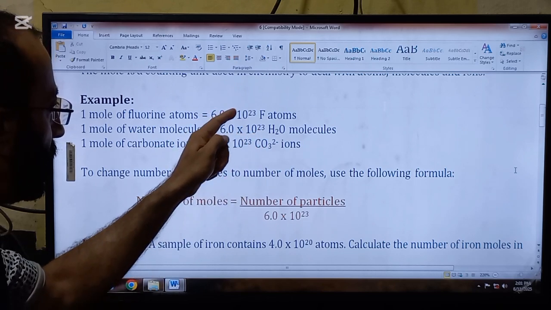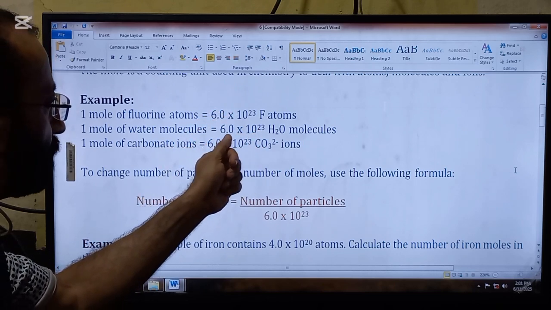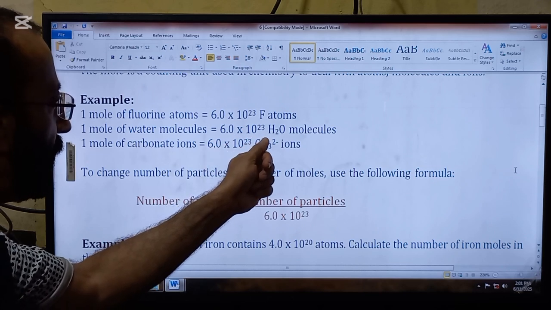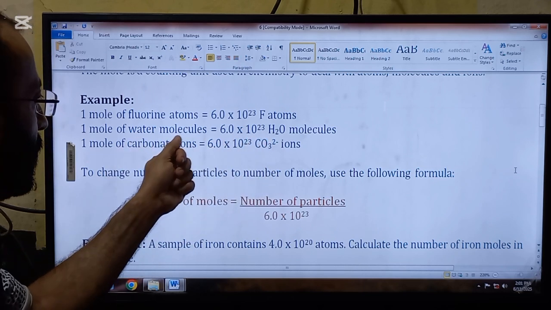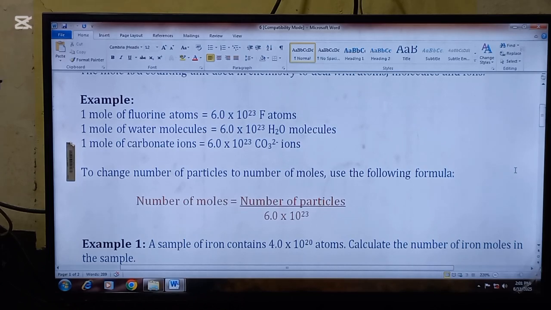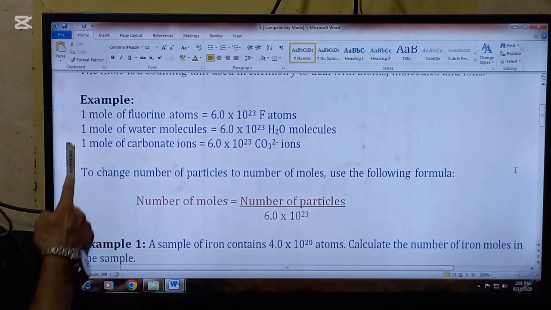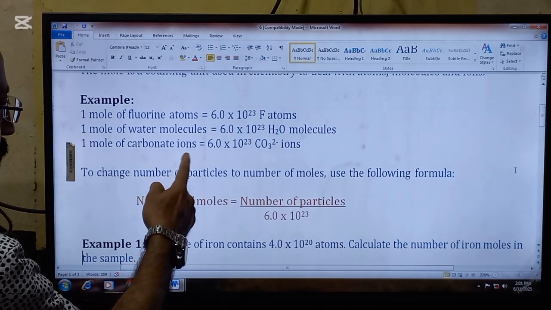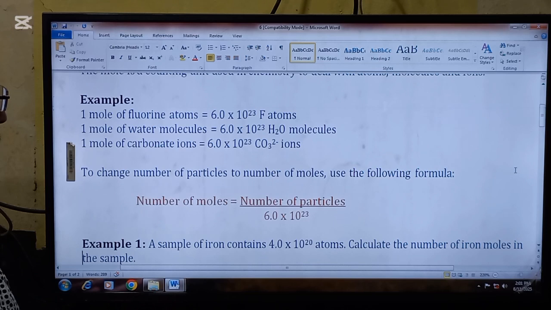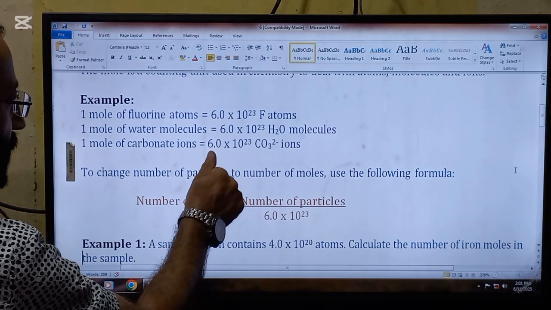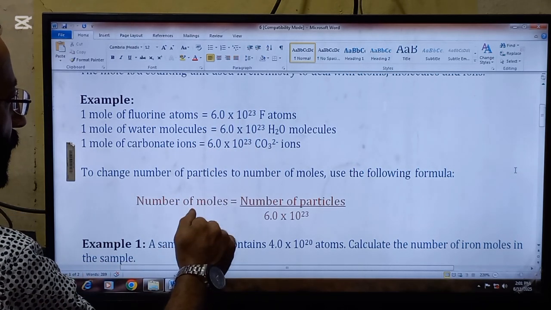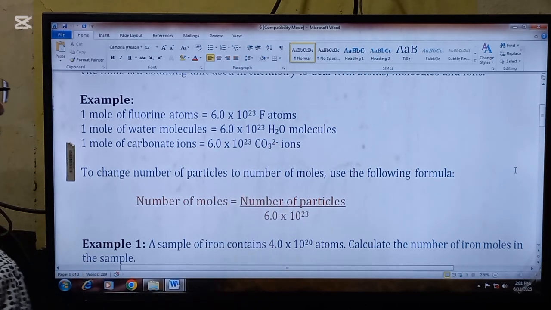Look, the number will remain same. 6 multiplied by 10 raised to the power 23 H2O, meaning water, molecules. Now look, 1 mole of the carbonate ions, so now ions is written, so it means same number, 6 multiplied by 10 raised to the power 23 ions.